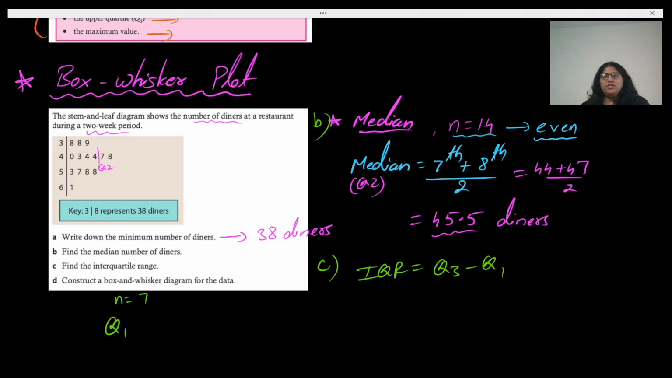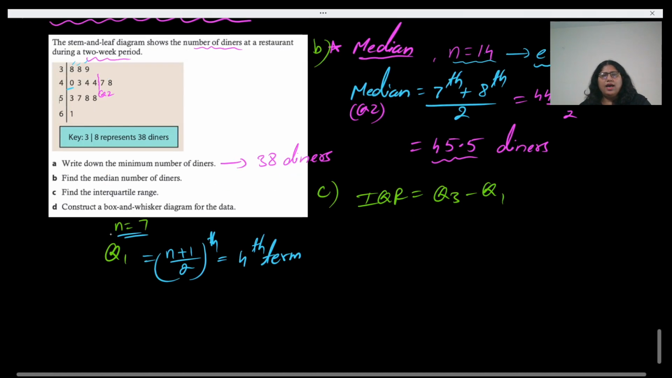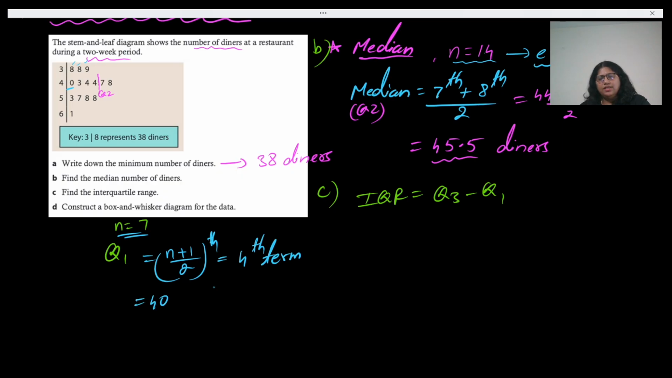Here n is 7, which is an odd number. And whenever it is odd, you know the rule is the n plus 1 by 2th term, because a term can't be in decimal. So 7 plus 1 is 8, 8 by 2, we take the 4th term value as the lower quartile. So what value is there? 1, 2, 3, 4. So your Q1 here is 40 diners, right? Because the fourth place value is 40.